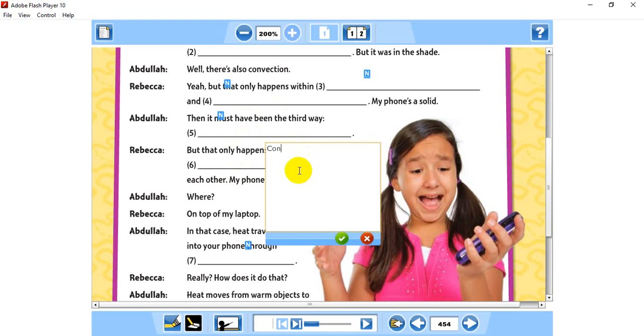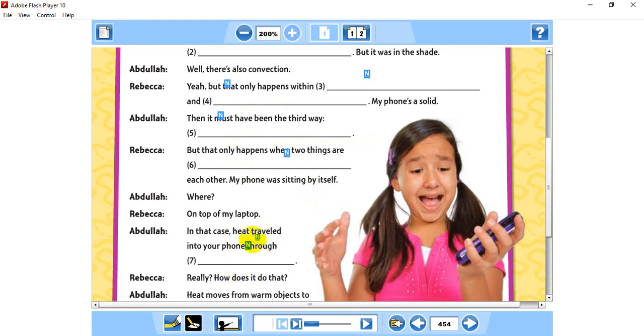See, I will tell you something. Here, she keeps her smartphone or cell phone where exactly? On the laptop. So there is touching between two objects, the cell phone itself and the laptop. So what will happen? The heat will move, or will travel. The heat travels from the laptop to your phone by what? By conduction. Okay, guys, that's what I mean.